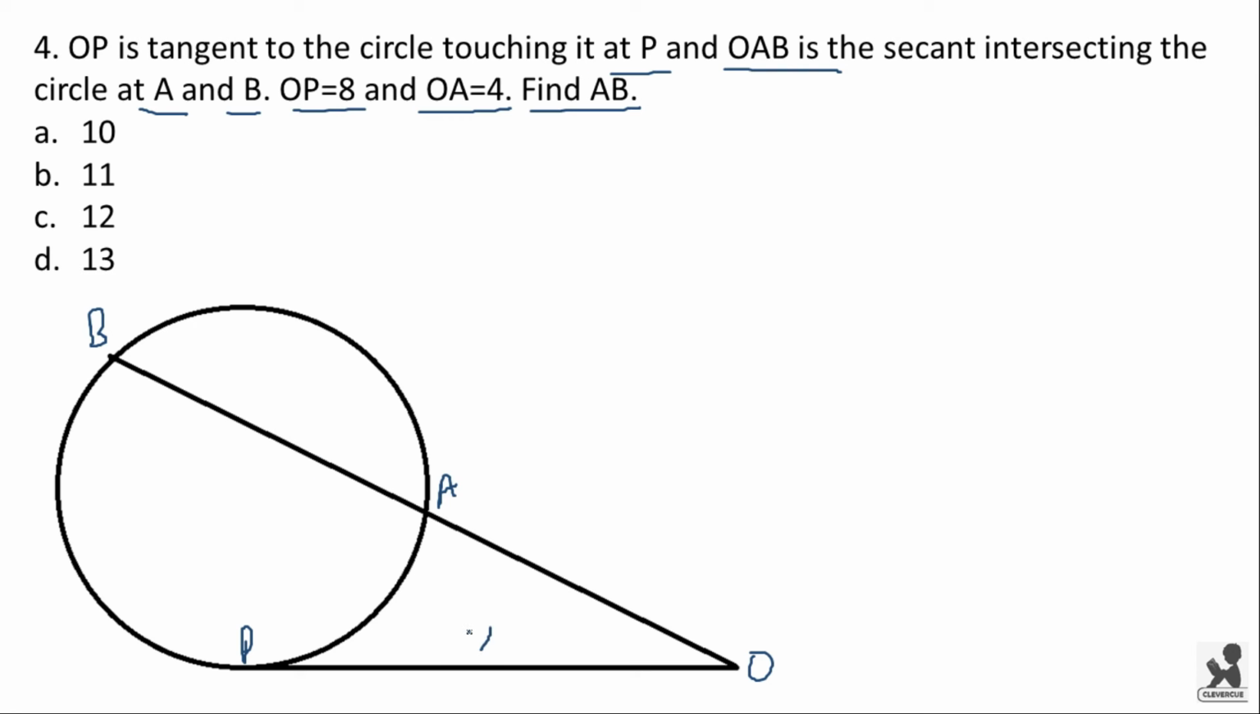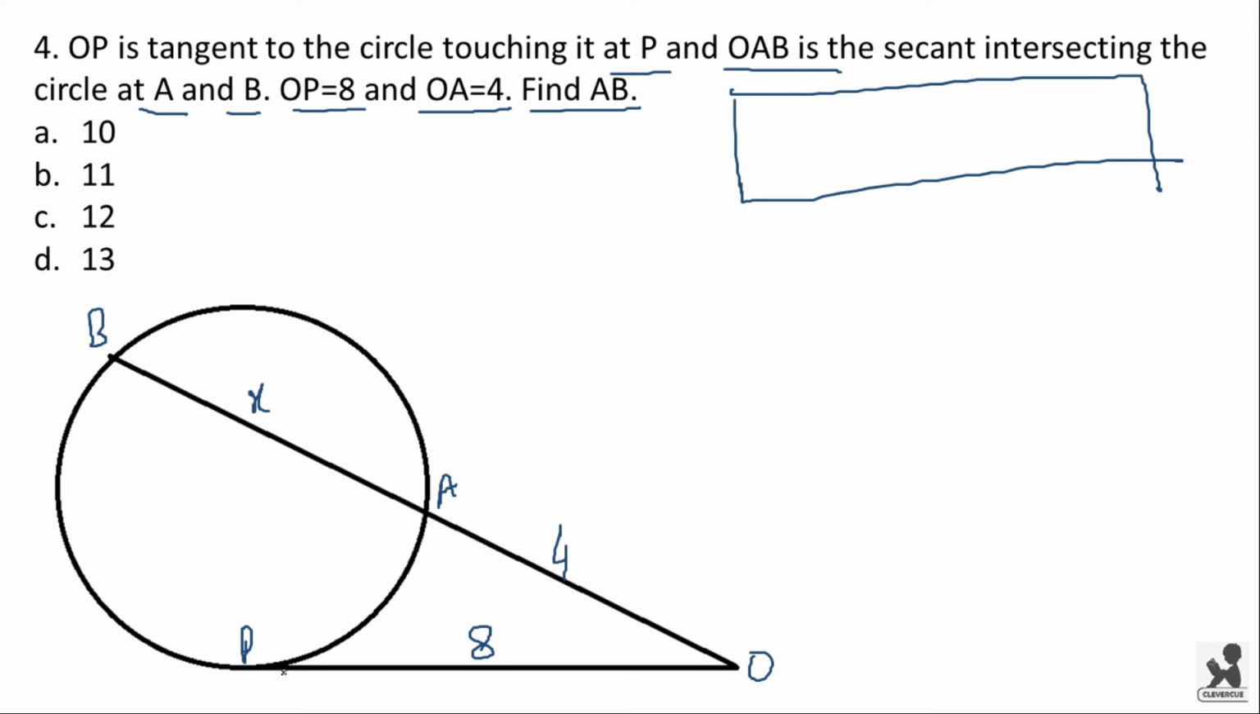Now OP is given as 8 and the length of OA is given as 4. We have to find the length of AB. Let us assume this to be X. Now we have to consider another property over here. Please note this down. If there is a tangent and a secant, we will have OP square is equal to OA into OB. As we have seen earlier, we had two secants and we discussed a property.